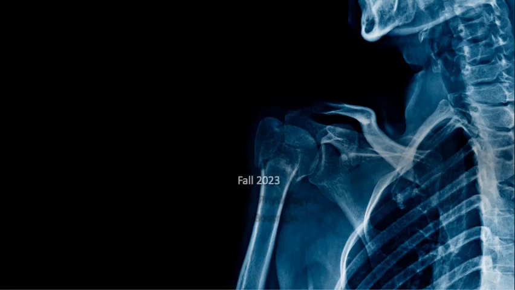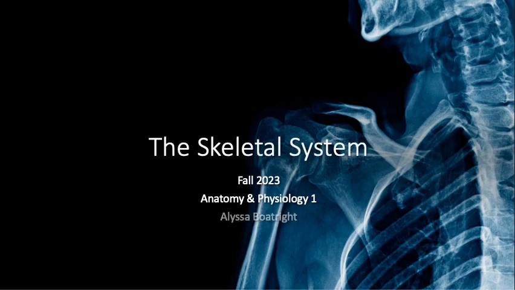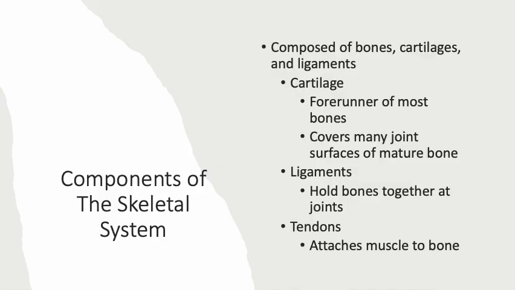The skeletal system. So what exactly makes up the skeletal system? It's composed of bones, cartilages, and ligaments.